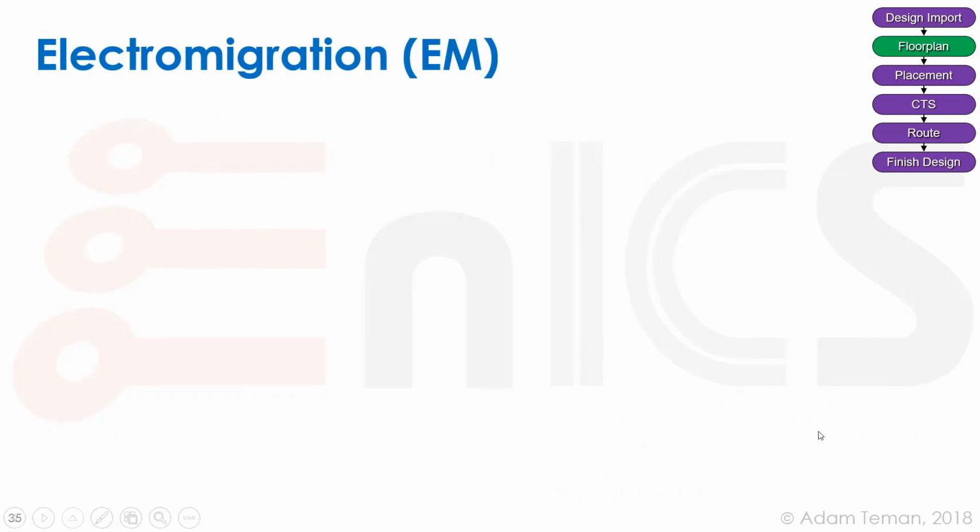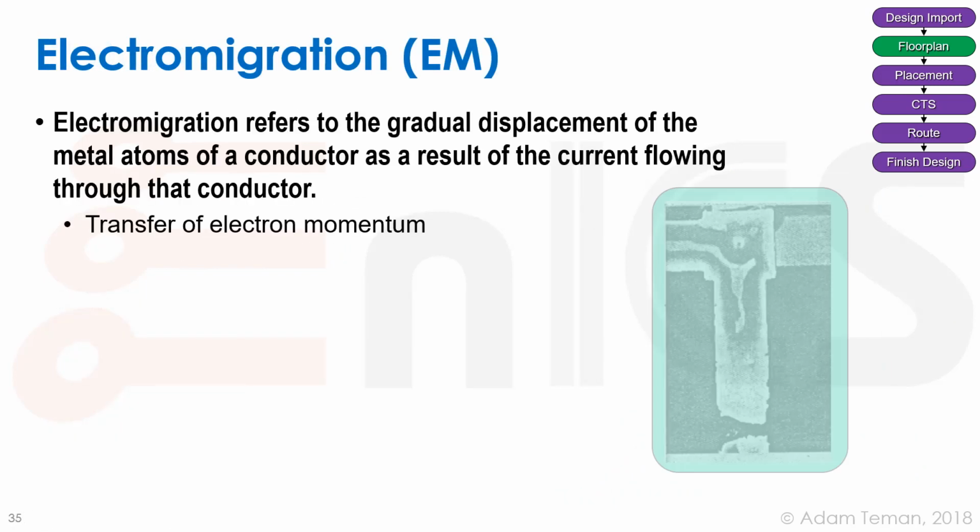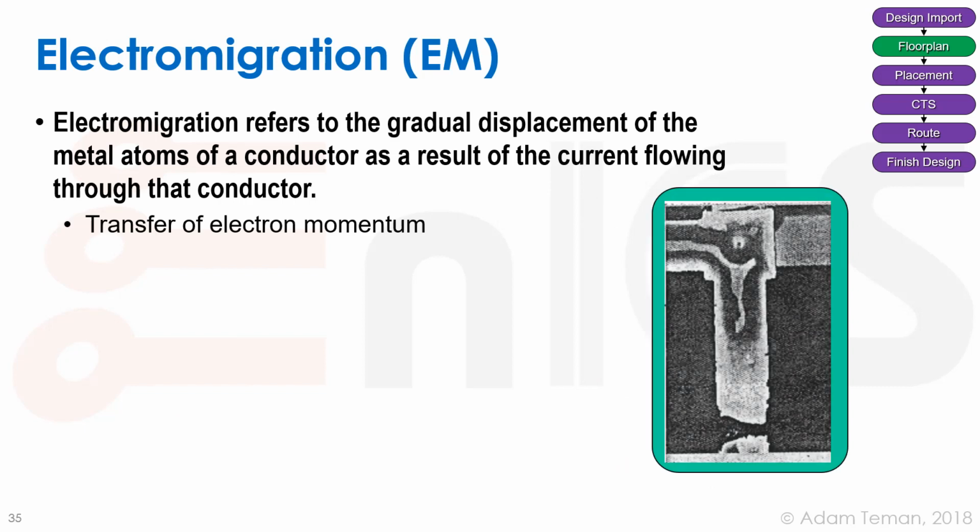Electromigration, which is the other issue of long-term reliability, refers to the gradual displacement of the metal atoms of a conductor as a result of a current flowing through that conductor. It's transfer of electron momentum. So the current goes through the conductors and the little electrons hit the atoms that are here, and eventually we can have things break, like over here, or just change their size. We can also have hillocks be created that can actually cut through the dielectric and short two different wires.